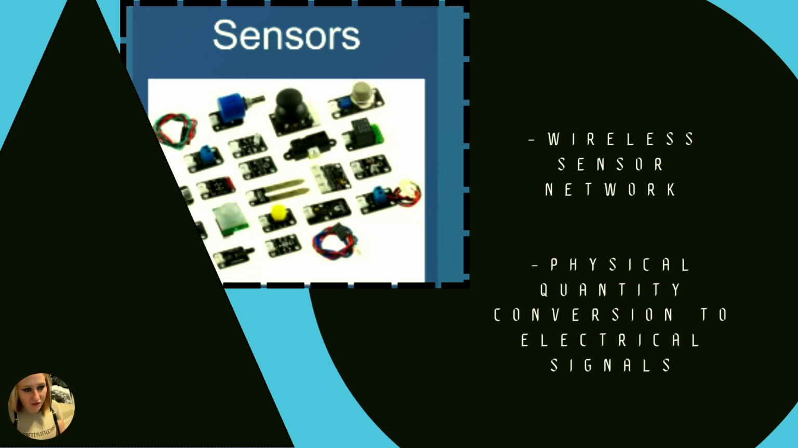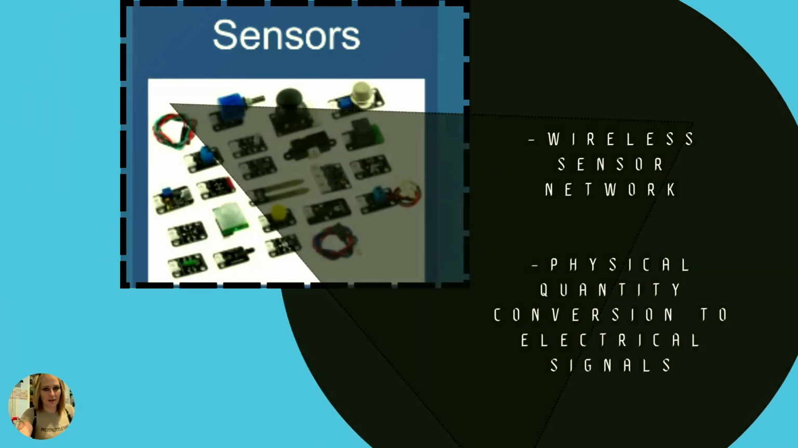Physical quantity conversion to electrical signals. This is physically quantifying an object so that it can be converted into electrical signals. The physical quantity is the physical stimulus that the device is able to pick up, and it converts that into electrical signals, something understandable by the AI, which can then be processed and reasoned with to make the action and makes this whole thing work.